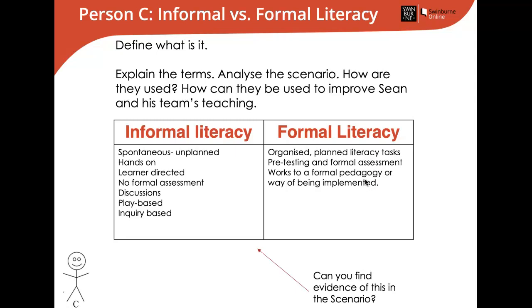So if we were using, say, the workshop model, we would know that we're going to have, say, a whole class tuning in with a particular learning intention, and then kids would be breaking off into perhaps a guided reading, and then the other kids would be doing independent reading, and then we'd come back and have a reflection from that, whole part whole. So literacy is planned. Literacy has a particular formal pedagogical approach being used. It has formal assessment. It is a formal literacy lesson that we would do in that 2-hour block.